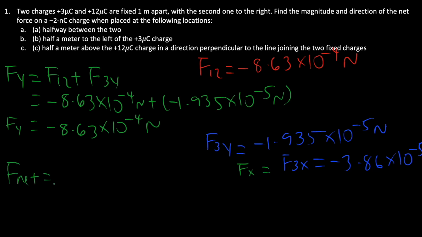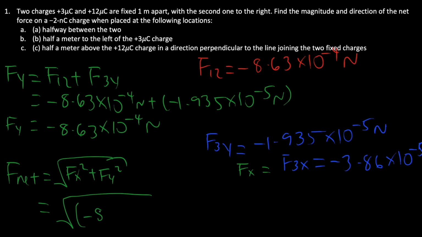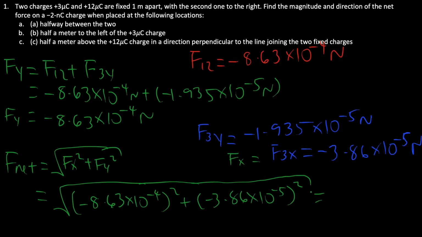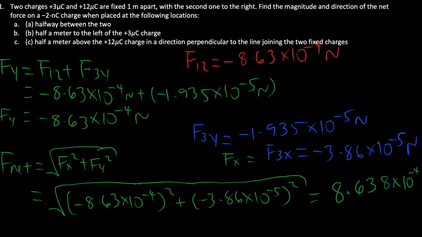So F net is going to be equal to the square root of Fx squared plus Fy squared. So it's going to be equal to the square root of negative 8.63 times 10 to the negative 1st power squared plus negative 3.86 times 10 to the negative 5th Newton. And then you also need to square the value, and then you take the square root, which gives us a value of 8.638 times 10 to the negative 5th Newton. So this is the final answer.